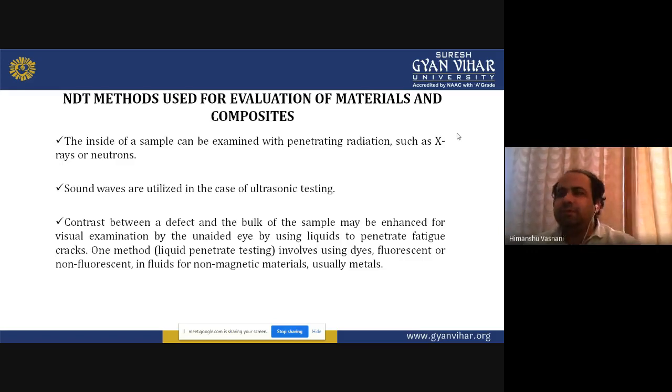You have a large sample, a large surface, on which you can see a defect, but it has numerous defects on the surface. Then you should go for liquid penetrant testing, because it will help you find the cracks in an easy way rather than just simple visual inspection.